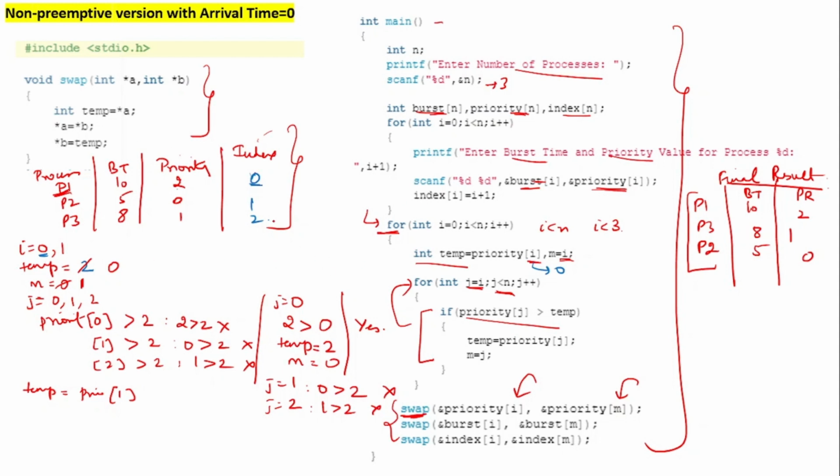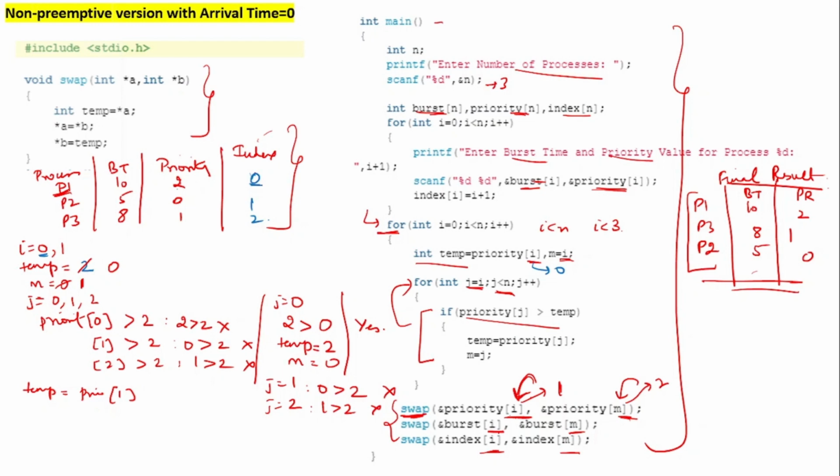Okay, we didn't swap previously, as soon as the priority was greater, we didn't swap. Whenever the priority would be lower, in that case we would swap. So let's say the i value would be, in this case, maybe 1, and the m value can be 2. So I will be swapping the priority at the 1st index position with the priority at the 2nd index position. I will be swapping the burst time at the 1st index position with the burst time at the 2nd index position, and obviously I will be swapping the indexing, the 1st and 2nd index. So after the swapping, I will get this as my final result.